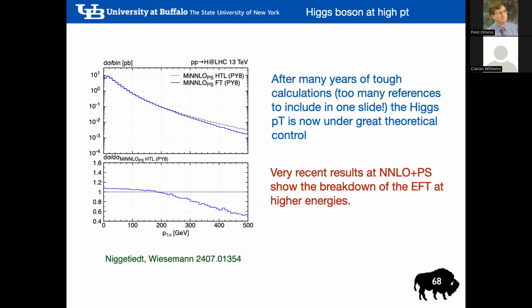But now in the intervening time period, progress has been so good that I can actually update it, not only to give you a next to leading order prediction for the Higgs PT, including the mass of the top, but in fact an NNLO plus PS prediction, which means that this is a next to next to leading order calculation of Higgs production, including the top mass, matched to a parton shower. That's a lot of technical jargon, but the important thing is that it's a very, very good theoretical prediction.